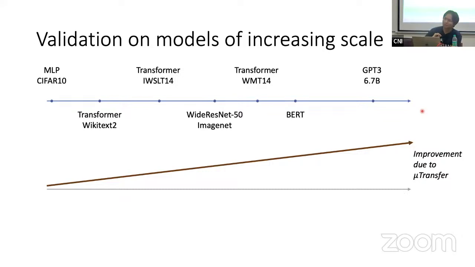Usually you will not be able to publish this, you just retune the hyperparameters, but this is the opposite case where the whole point is to retune the hyperparameters. So when you compare the model retuned using muTransfer against the previous best hand-tuned, human-tuned baseline, the pattern you see is that as the model gets bigger and bigger, the improvement due to muTransfer actually increases. It doesn't decrease, but increases, which is usually kind of counterintuitive.